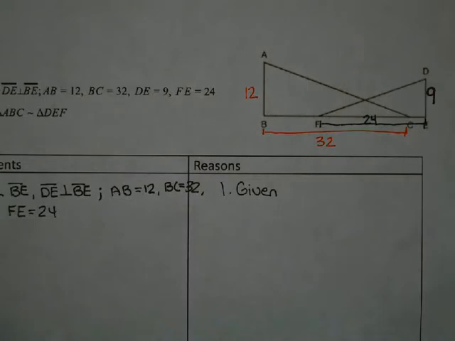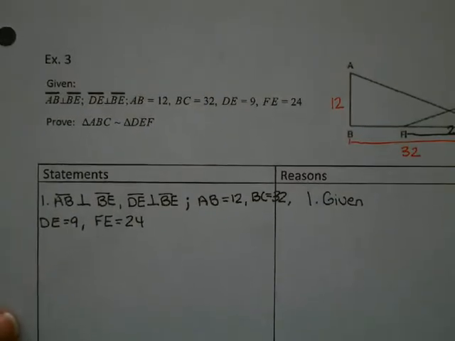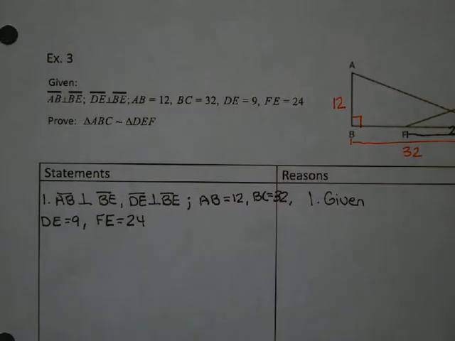One of the things it tells us is AB is perpendicular to BE. So you gotta think, what does perpendicular mean that we need to look for? Perpendicular means we have a 90-degree angle. So I'm gonna draw in a 90-degree angle at AB and BE. And I can also draw in a 90-degree angle at DE and EB.